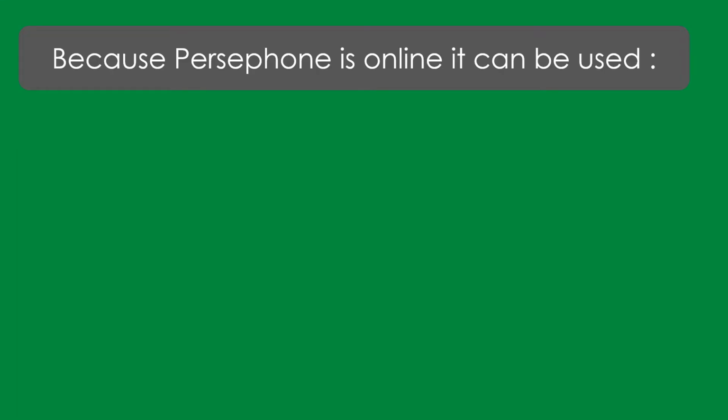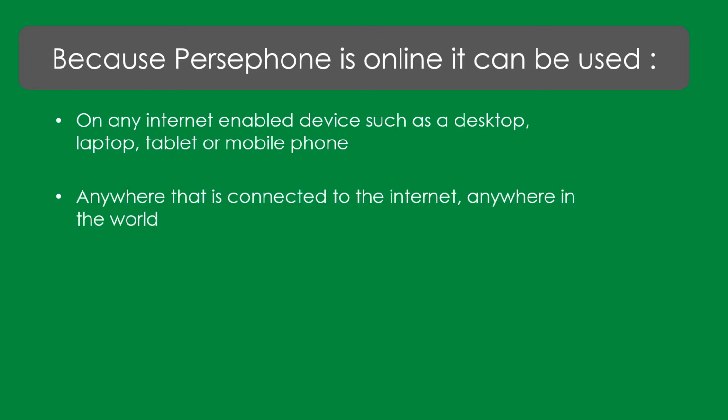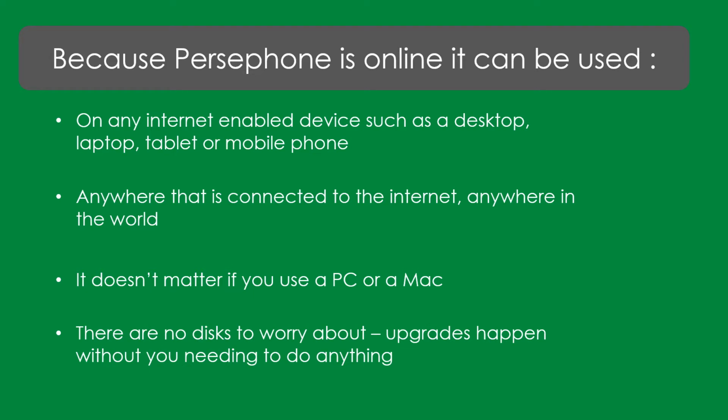There are many advantages to an online system. You can use it on any internet-enabled device, such as a desktop computer, a laptop, a tablet, or a mobile phone, anywhere in the world that's connected to the internet. It doesn't matter if you use a PC or a Mac, and when new features are added to Persephone, it just happens seamlessly.